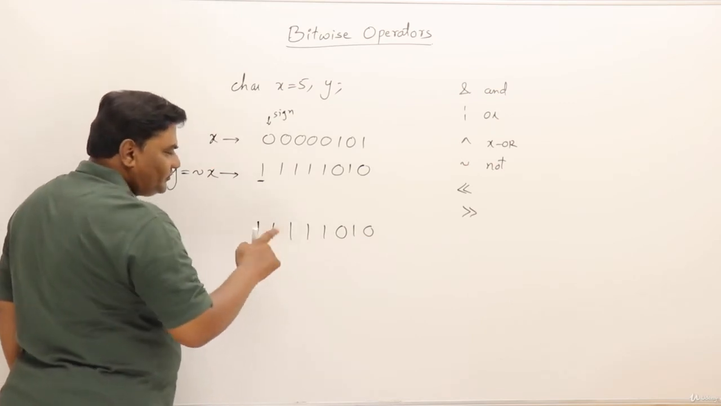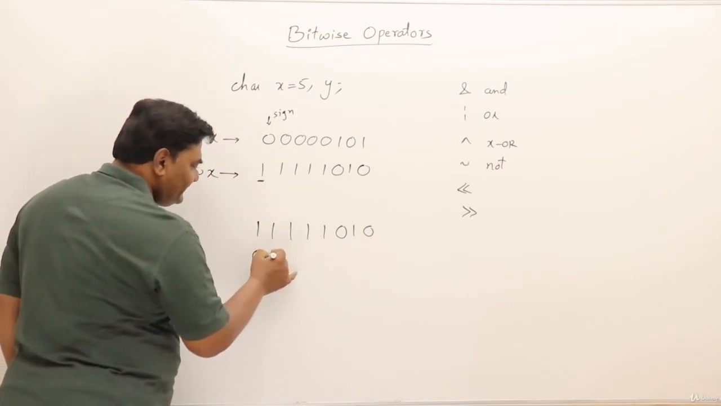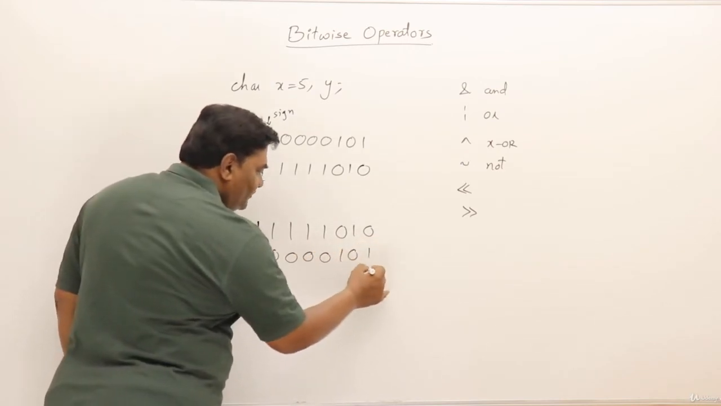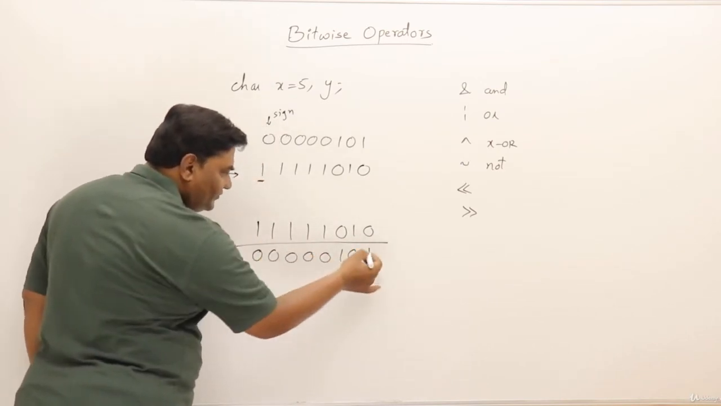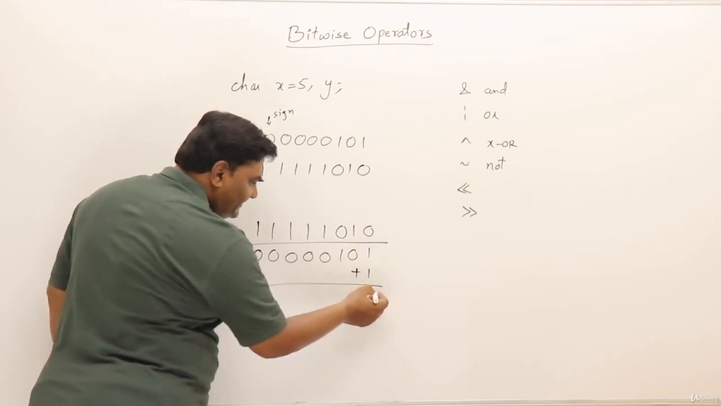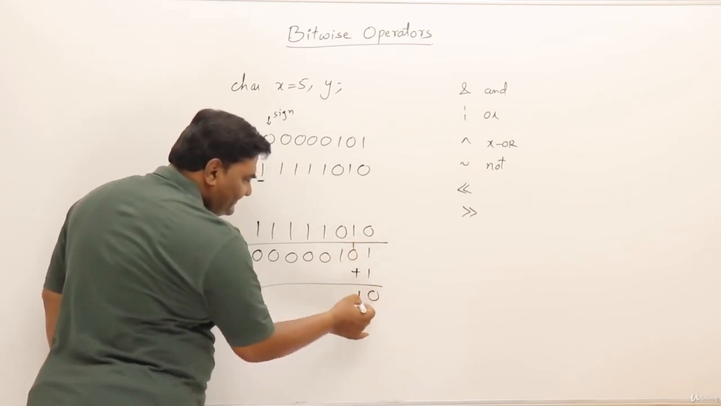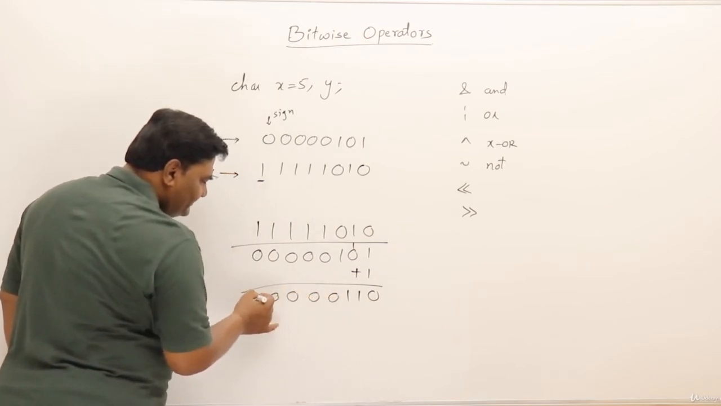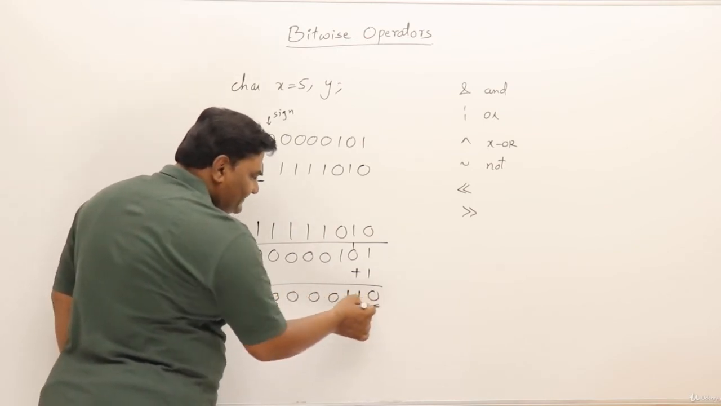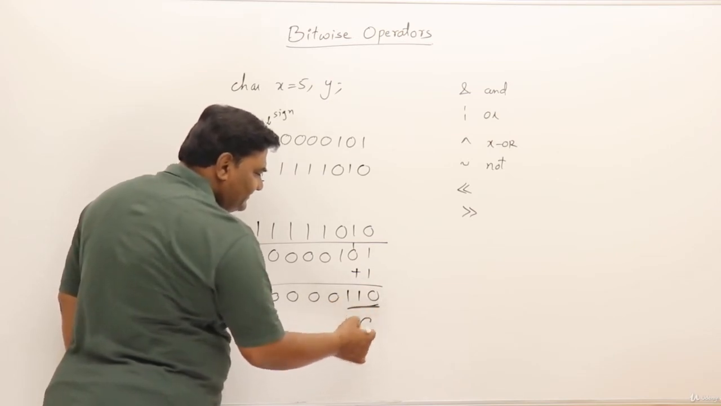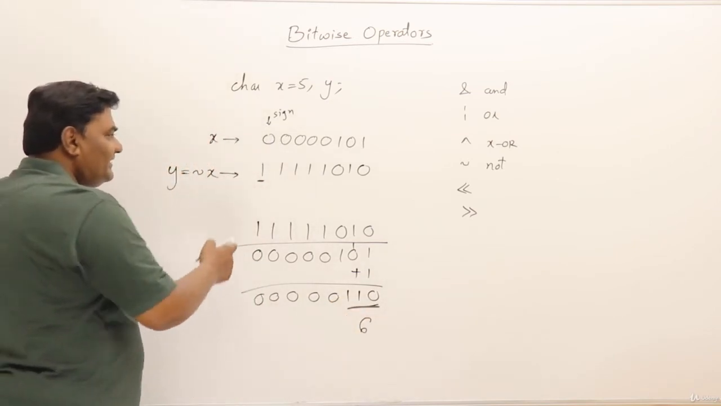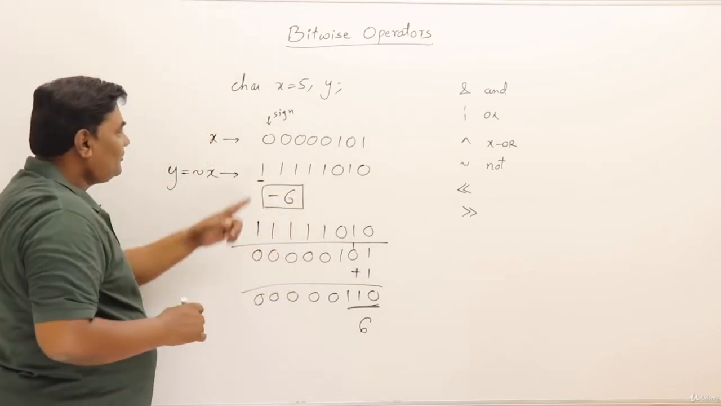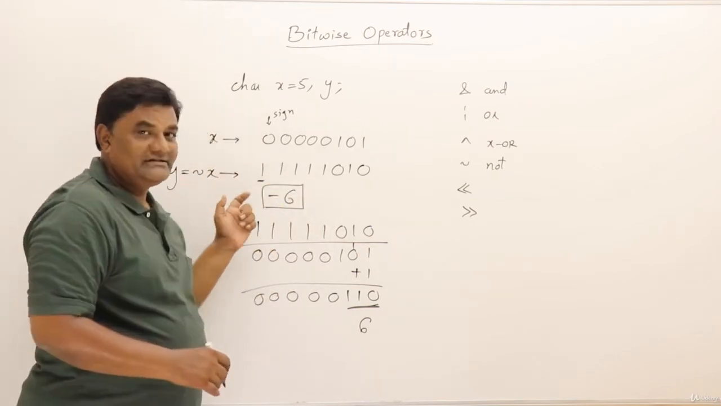First convert zeros to ones and ones to 0. So this is 0, 0, 0, 0, 0, 1, 0, 1. Then add 1 to this number. So 1 plus 1 is 2, that is 0 carry 1, and this is 1 and this is 1. Then 0, 0, 0, 0, 0. Then how much is this? 6. So this is a negative 6. So not of 5 is minus 6.